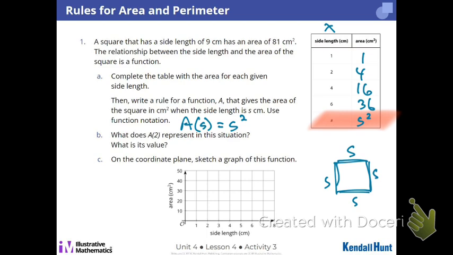Again, we've been working on function notation. When we read this, it says function A, which is this. A side length goes in, an area comes out, the side squared.